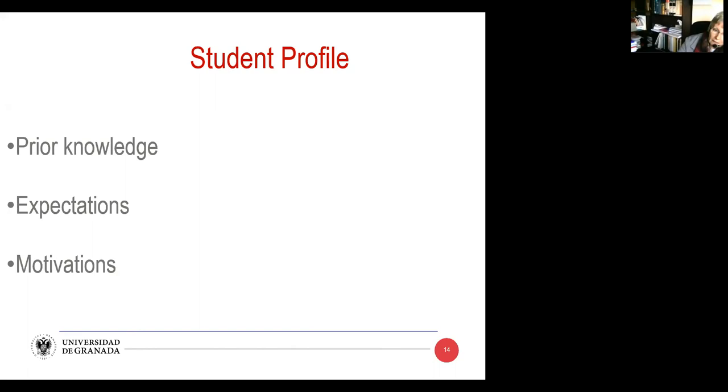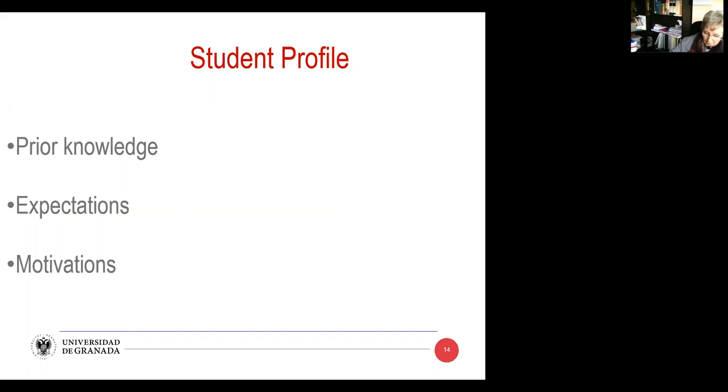A few brief words, because I don't want to speak for much longer, on student profile. When we're talking about student profile, I think we're talking about three major areas. The first is prior knowledge. That is, what do our students know when they join us? And how much control do we have over that knowledge? That is, do we have an entrance exam, for example, or do we not?